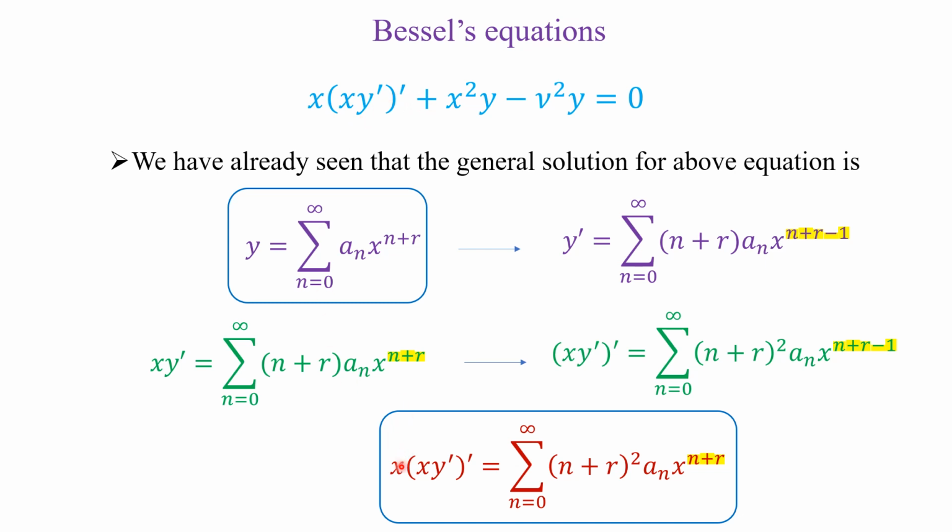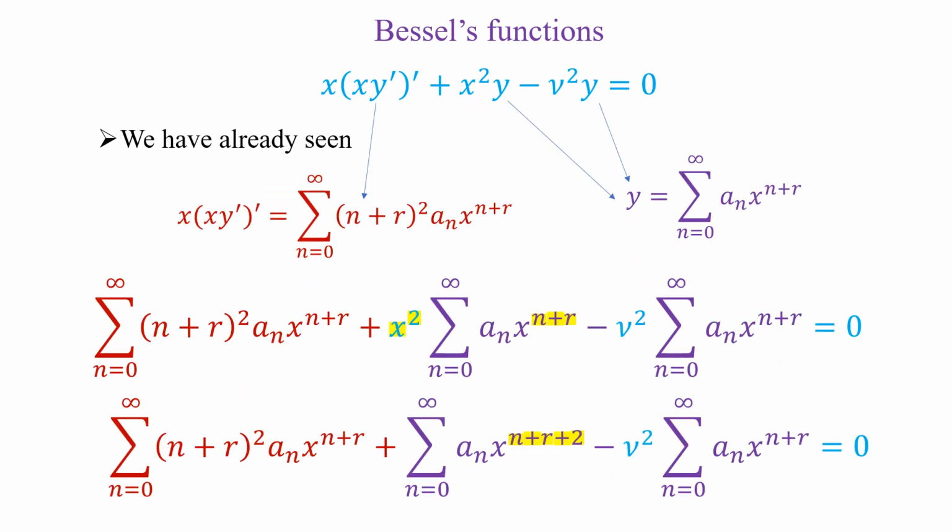So, this x into y prime of prime is equal to this one because I am multiplying this by x. So, naturally, this minus 1 will go away. This will become simply x to the power n plus r. This is about the first term. We will see what will happen to these terms.